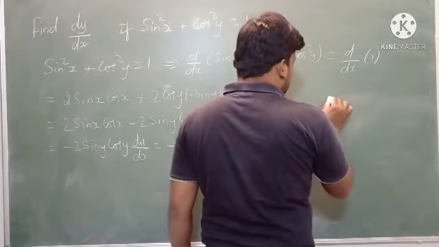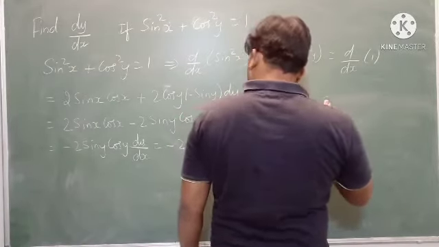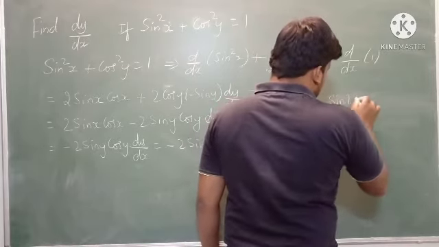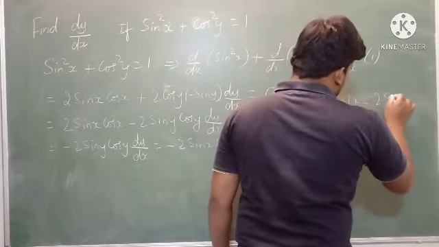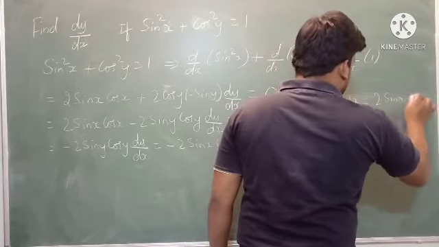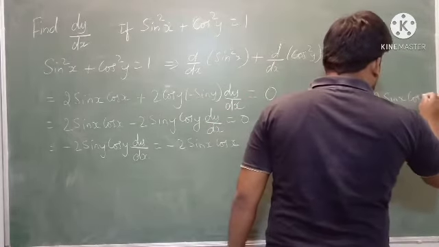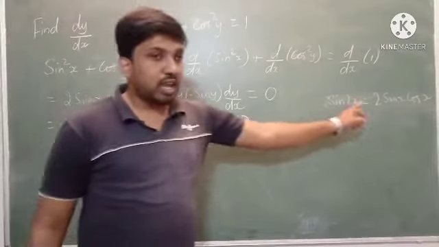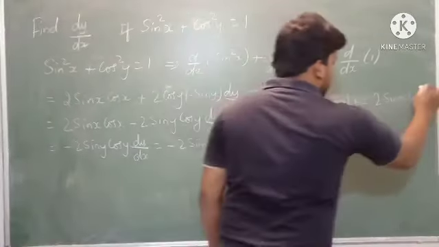So if you take, sin 2x can be written as 2 sin x cos x, isn't it? So sin 2x can be written as 2 sin x cos x.